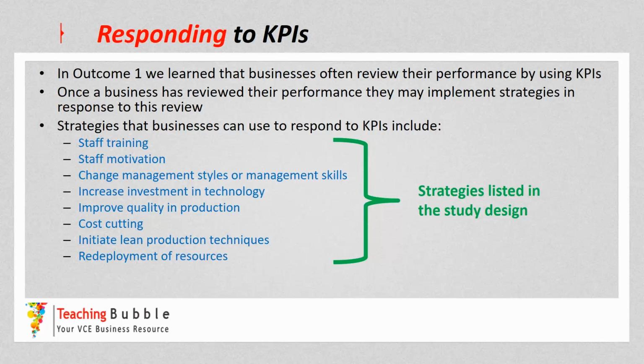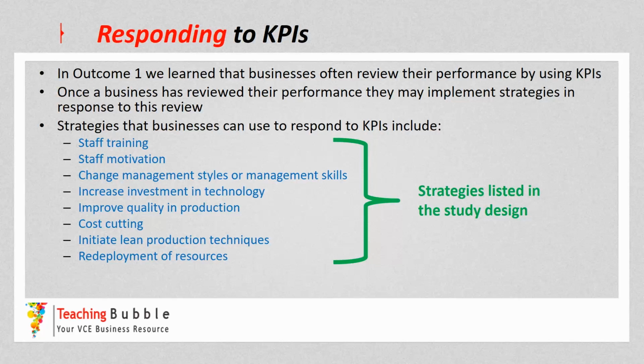The key to this section is being able to link them, how they will improve different KPI data. That's the important factor here. So rather than just looking at these particular strategies in isolation, you need to be able to link them in terms of how they can be used to respond to different key performance indicators. Now, as I mentioned, these are the particular strategies you must know because they are listed in the study design, but this is not an exhaustive list of management strategies that can be implemented.